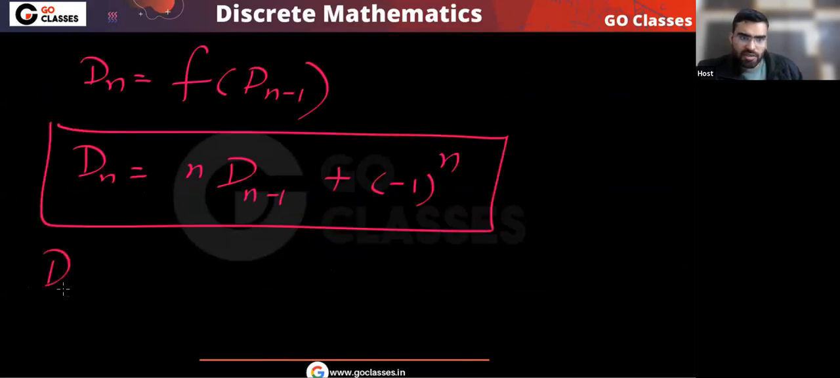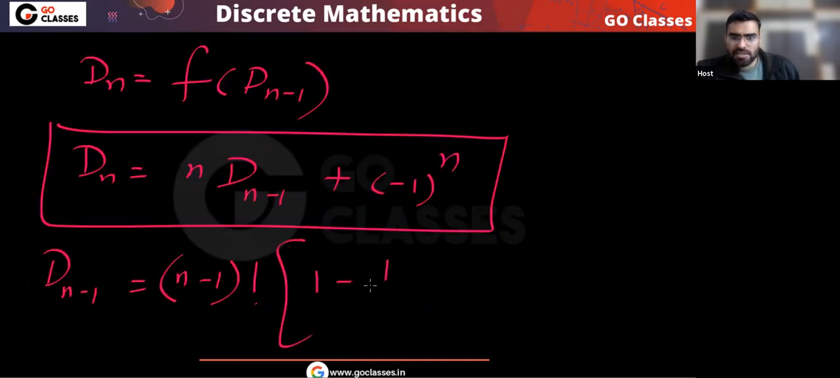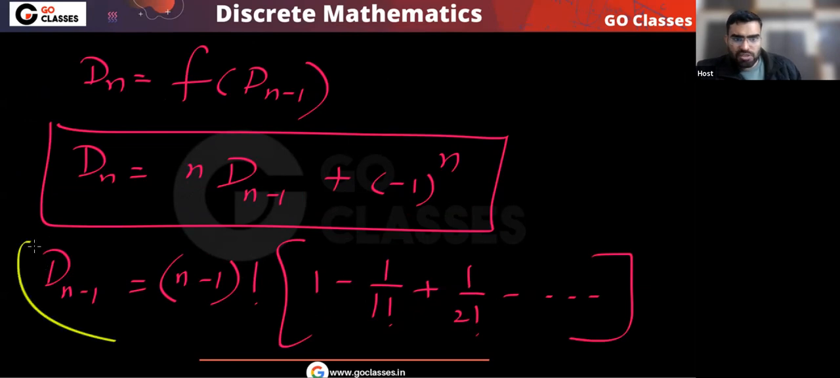Okay, because what is D n minus 1? You can just check it out. D n minus 1 will be what? Can anyone tell me? (n minus 1) factorial. Okay, (n minus 1) factorial, and inside you will have 1 minus 1 upon 1 factorial plus 1 upon 2 factorial and so on. Now if you put this value here, then you will get this. Anyway, these are the two recurrence relations related to derangement.